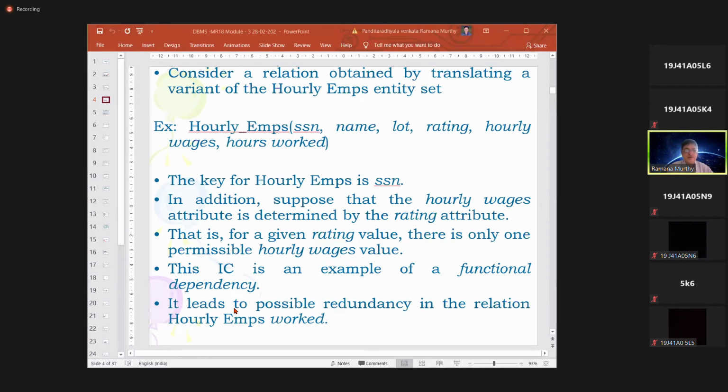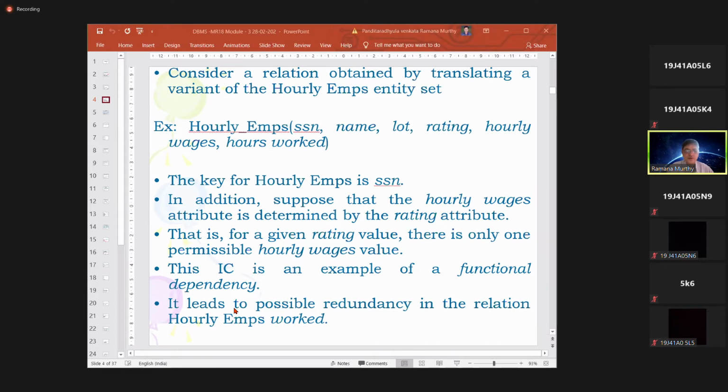Suppose that hourly wages is determined by the rating attribute. We are concentrating now on the column level. Be careful: we are identifying whether the columns depend on each other or are related or not. One more thing is that we get redundancy because we keep irrelevant data together in one table.